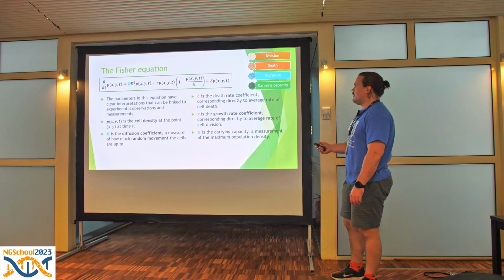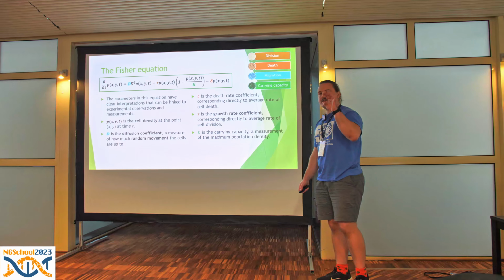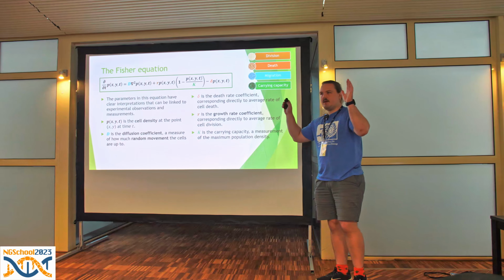So you don't need to care about all the scary signs. You only need to care about the D, the R, the K, and the delta. They represent something very specific in the population.